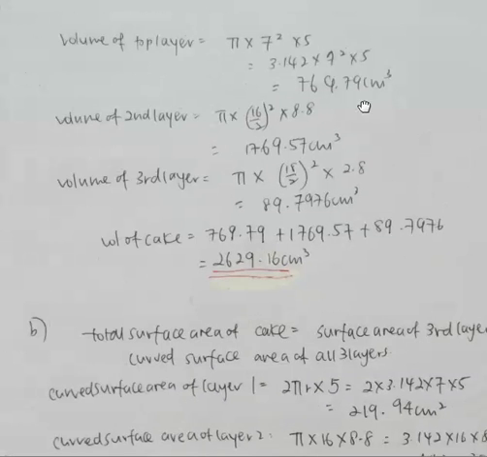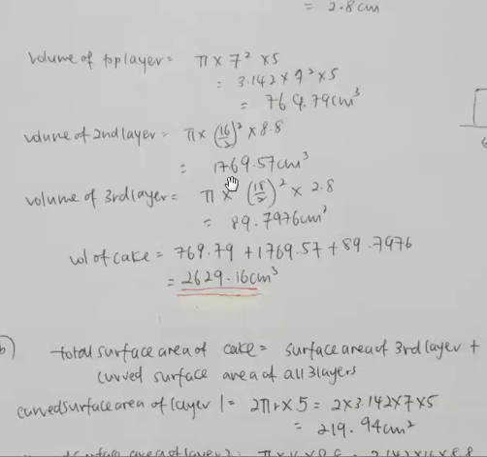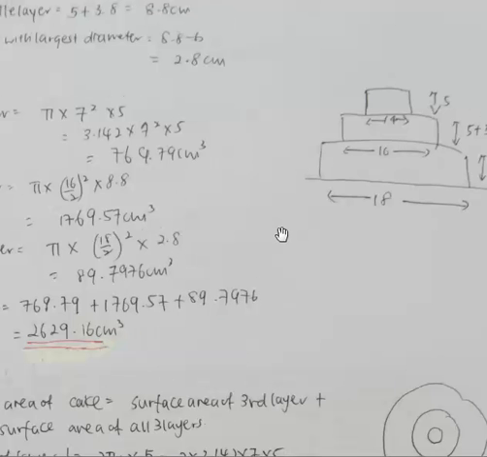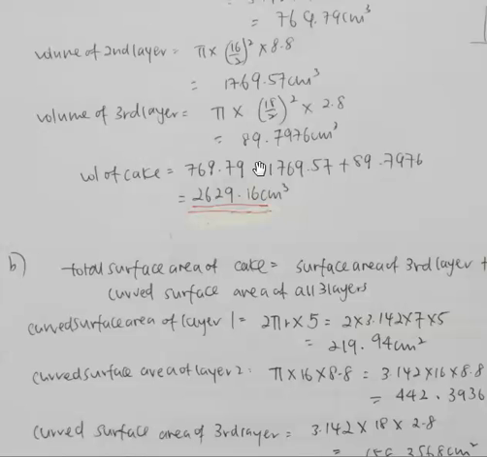For the second layer, it's pi r square h, where r equals 16 divided by 2 equals 8, times 8.8, equals 1769.57 cm cube. For the third layer, it's pi, which is 3.142, times r, which is 18 over 2, which is 9, square, times 2.8, equals 89.7976 cm cube. Therefore, the total volume of the cake is 769.79 plus 1769.57 plus 89.7976 equals 2629.16 cm cube in 2 dp.